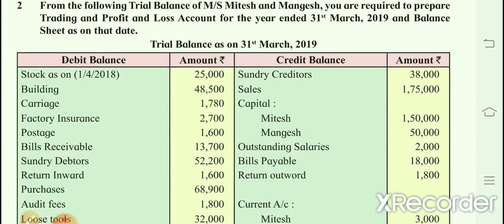See, Mitesh and Mangesh are two partners in the partnership firm. Trial balance as on 31st March 2019 is given to us. Remember that the amounts of those items which are having adjustments will be written on inner column. Prepare the format of trading account, profit and loss account and balance sheet. Have a look over this trial balance.